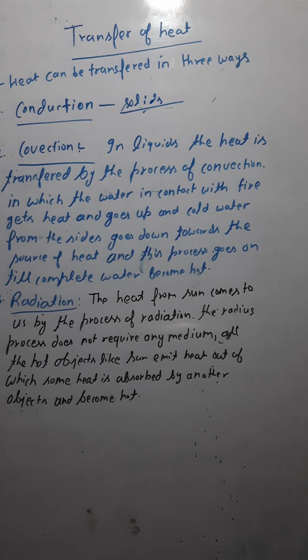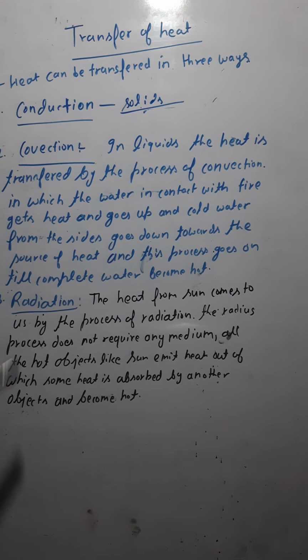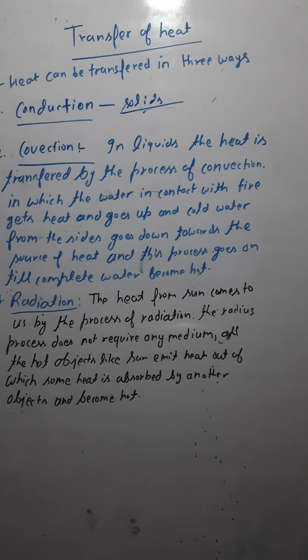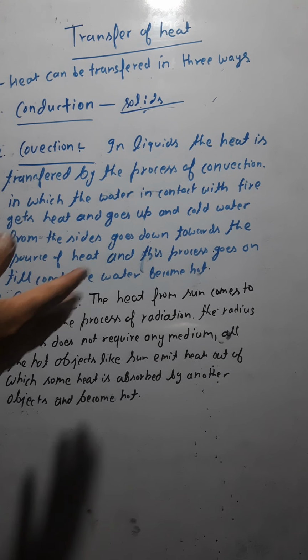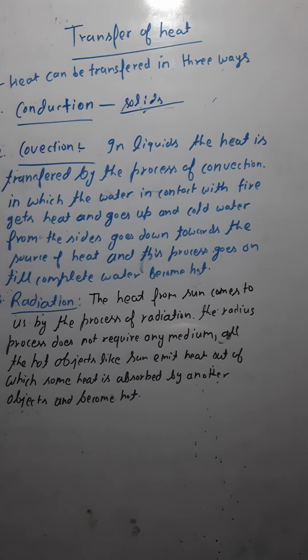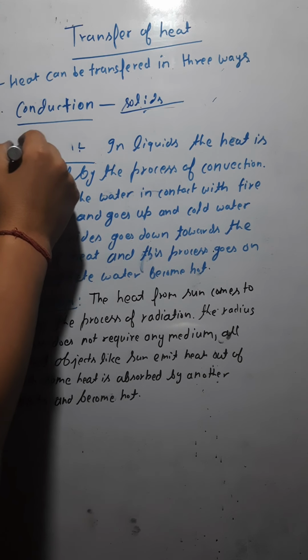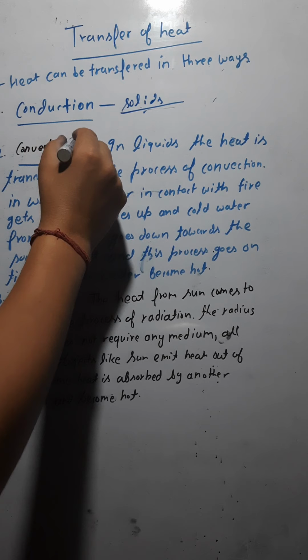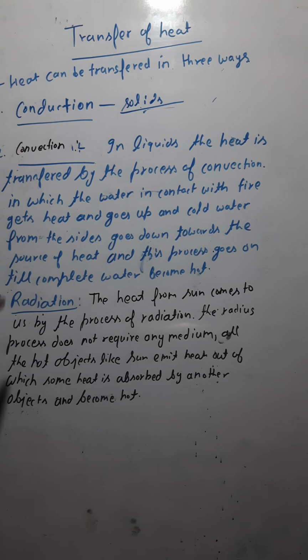Now you have the third process also there, the third mode of transfer of heat, and that is radiation. So these are the three modes of transfer of heat. So what is radiation? Radiation means like the heat from the sun comes to us, isn't it? So does the heat from the sun come to us by the process of conduction? No. By the process of convection? No. Let me write it correctly, convection. Does the heat from the sun come to us by the process of convection? No.